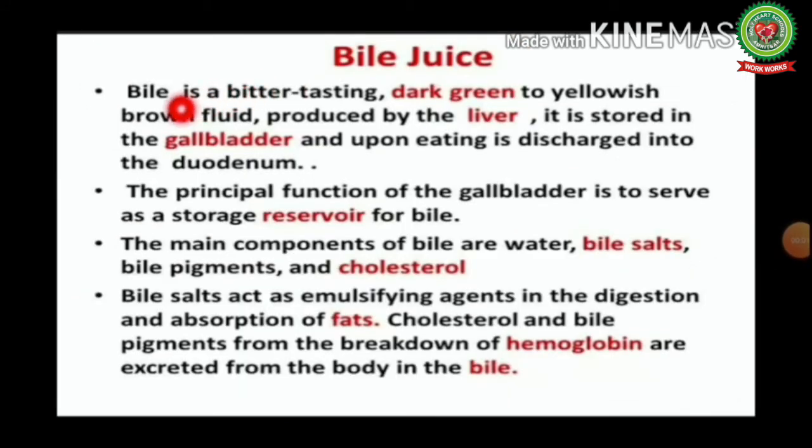Bile juice. Bile is a bitter tasting, dark green to yellowish brown fluid produced by the liver. It is stored in the gallbladder and upon eating is discharged into the duodenum. The principal function of the gallbladder is to serve as a storage reservoir for bile. The main components of bile are water, bile salt, bile pigments and cholesterol. Bile salts act as emulsifying agents in the digestion and absorption of fats. Cholesterol and bile pigments from the breakdown of hemoglobin are excreted from the body in the bile.